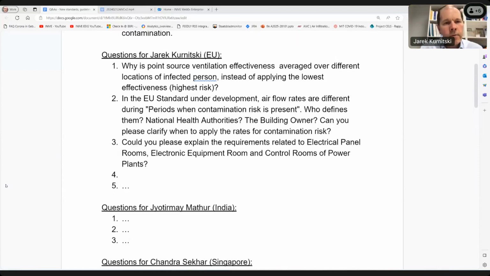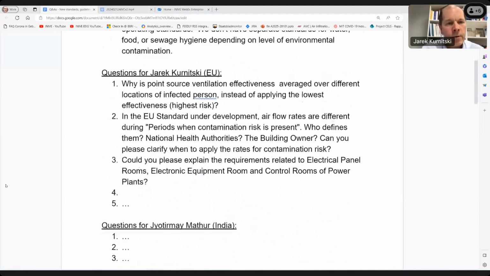Yes, I think I am not able to reply about this electrical panel rooms. So this question, I don't exactly understand what is meant. We are just speaking about common rooms, but one short comment about the energy implications.